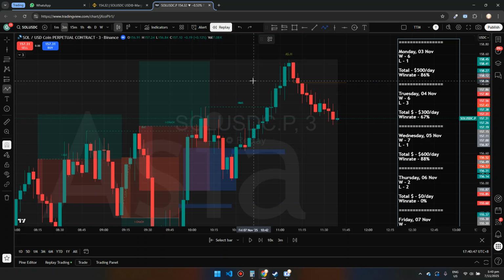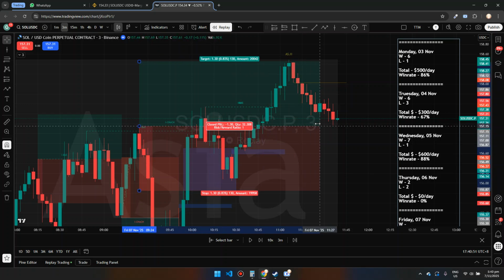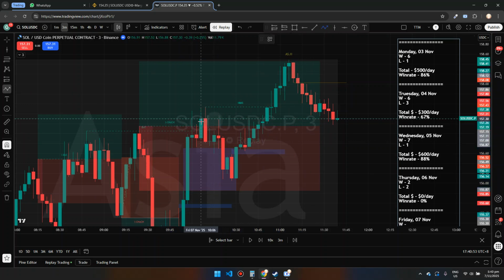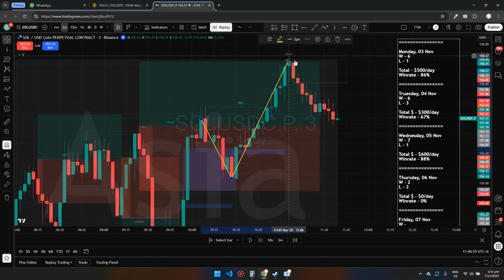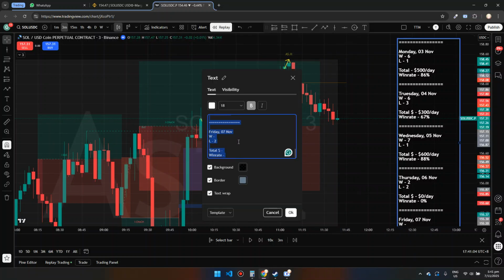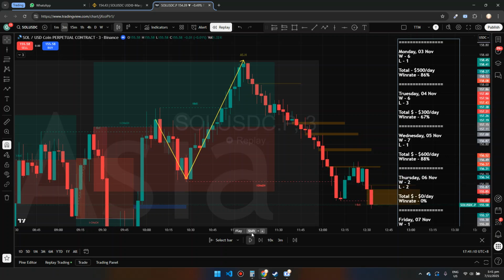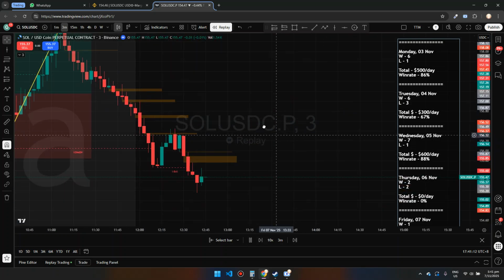So let's repeat again. The fair value gap helps to protect the price from going further, and then in the end it go back up again. So this is a win for the day, the first win for the day. Okay, that's for Asia session.